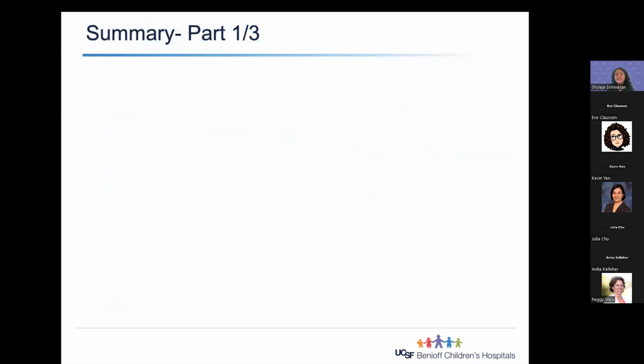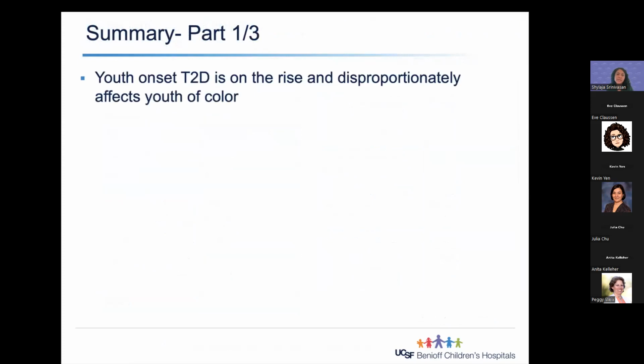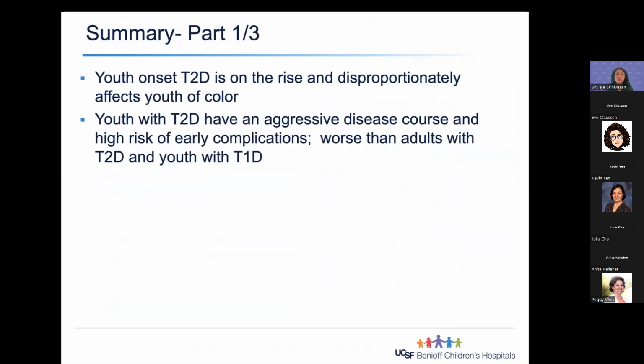So to summarize this first part of the talk on the background for pediatric type 2 diabetes, youth onset type 2 diabetes is on the rise and disproportionately affects youth of color. Youth with type 2 diabetes have an aggressive disease course and a high risk of early complications that is worse than adults with type 2 diabetes, as well as youth with type 1 diabetes.